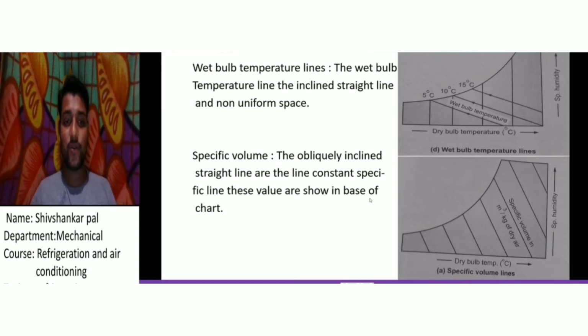These values are shown in the base of the chart. Meaning it is also an inclined line of constant specific humidity. These values show in the base of the chart. What is the base? In this base chart, two values are given on the x-axis. One is the dry bulb temperature, a straight line making an angle with the baseline. The other value given is the specific volume.